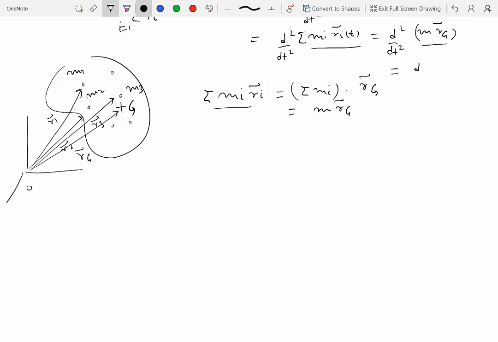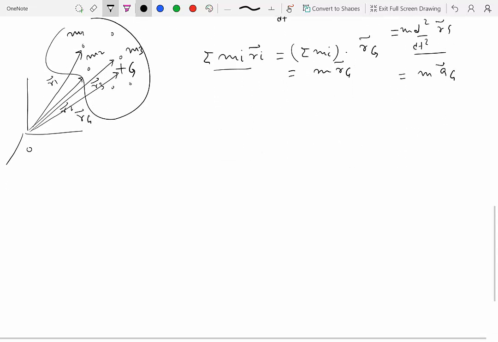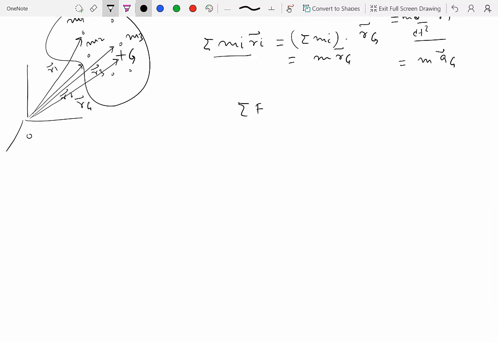So that means this can also be written as m times d2 dt2 of rg. And what is this quantity? This is nothing but the acceleration of the center of mass. So what we obtain is sigma Fi equal to m times the acceleration of the center of mass.